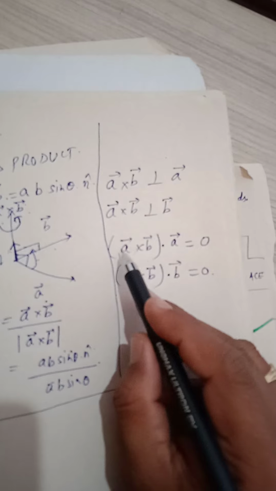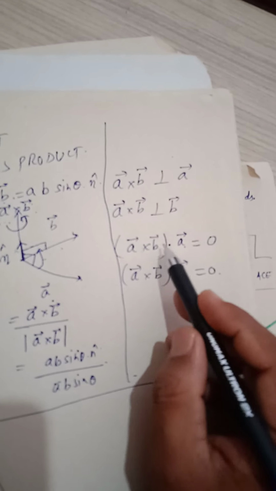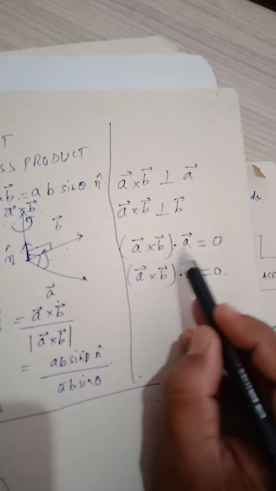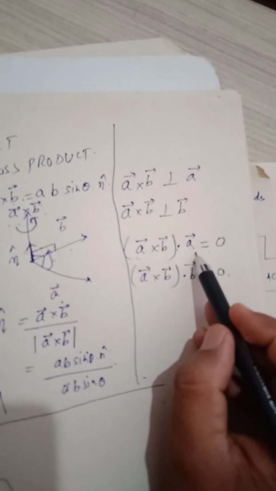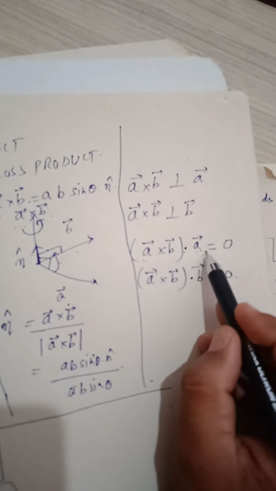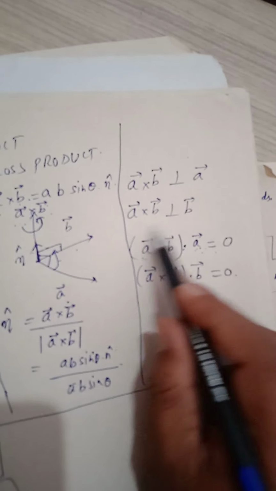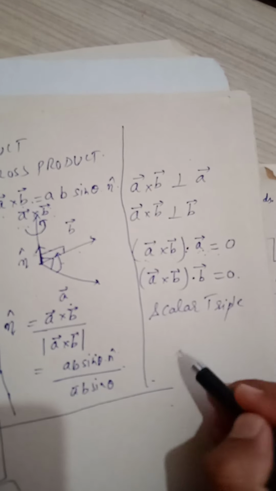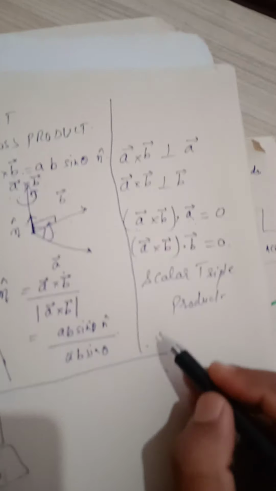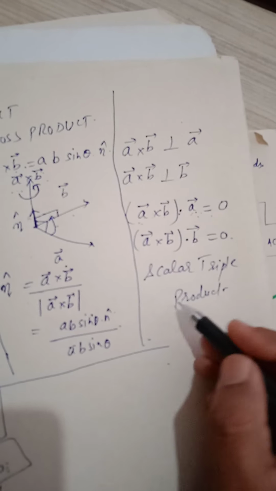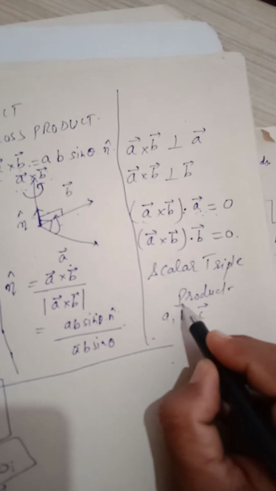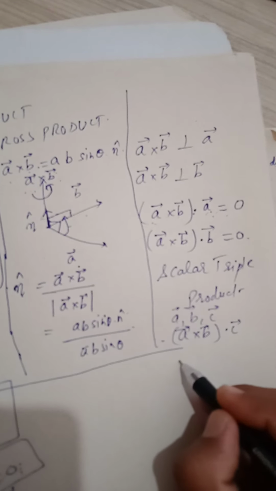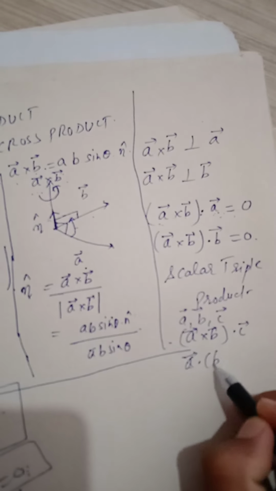So there are three vectors seen in the scalar product. Such a product in which three vectors are seen in the dot product is called scalar triple product. Hence, if I want to write the scalar triple product of A, B, C, then I will write A cross B dot C, or I can also say A dot B cross C.